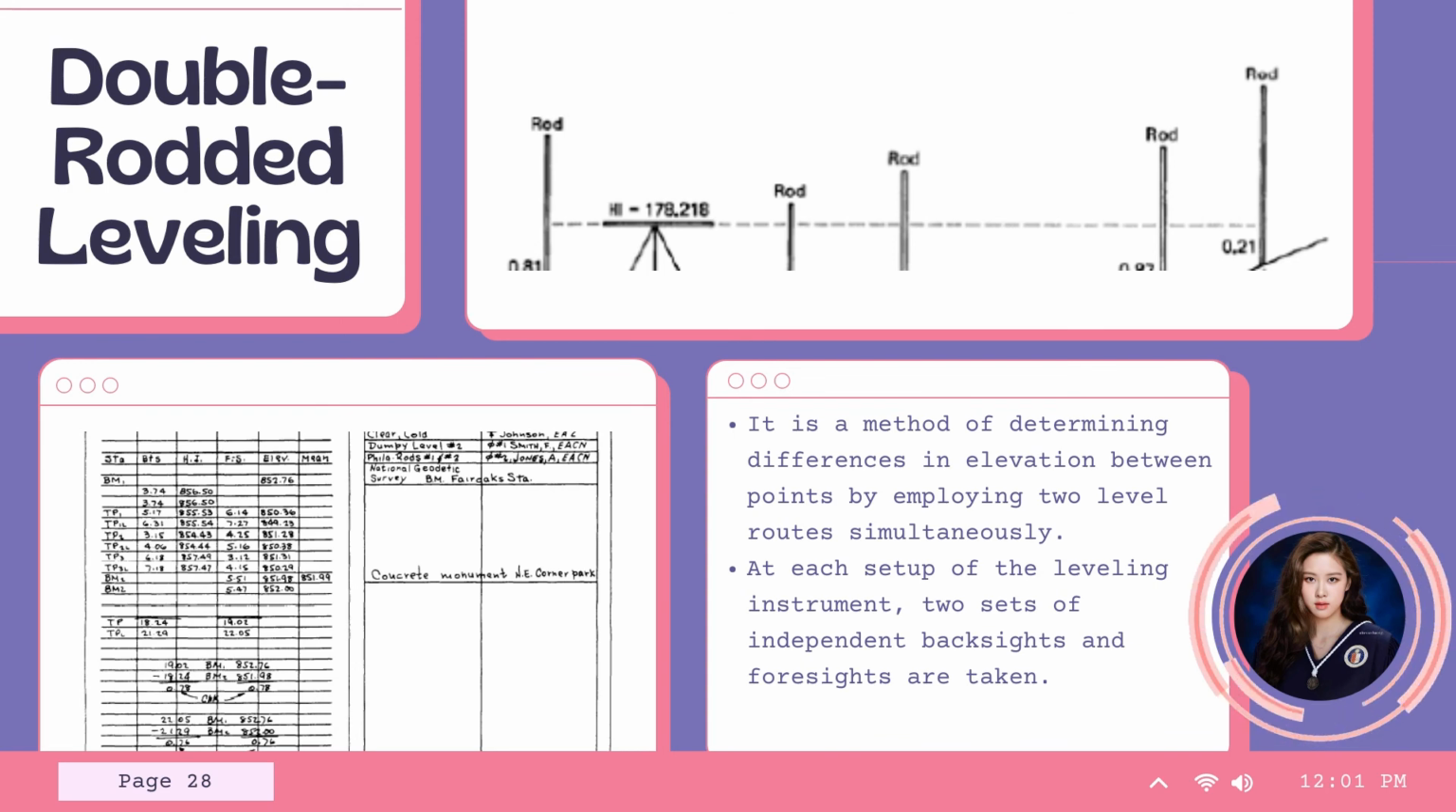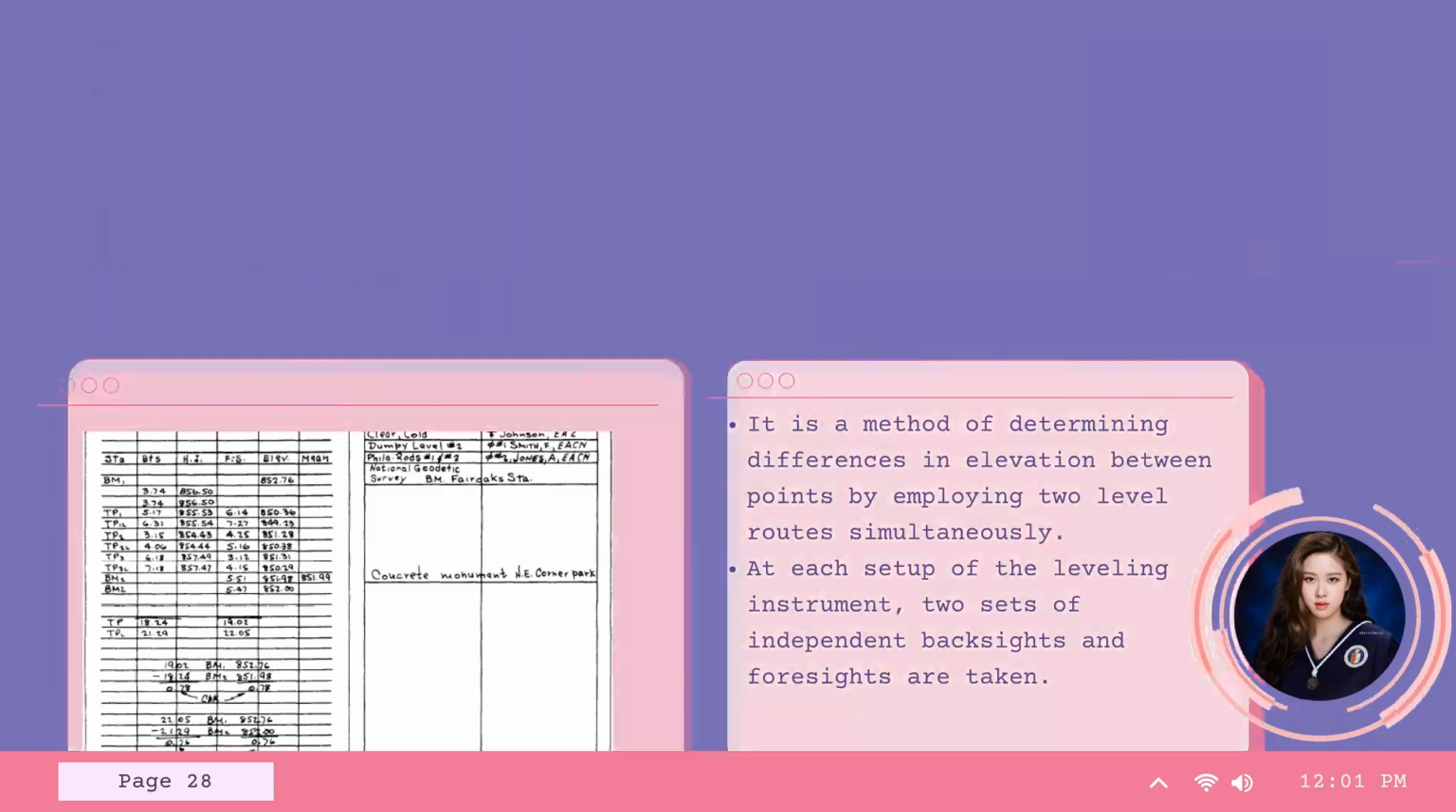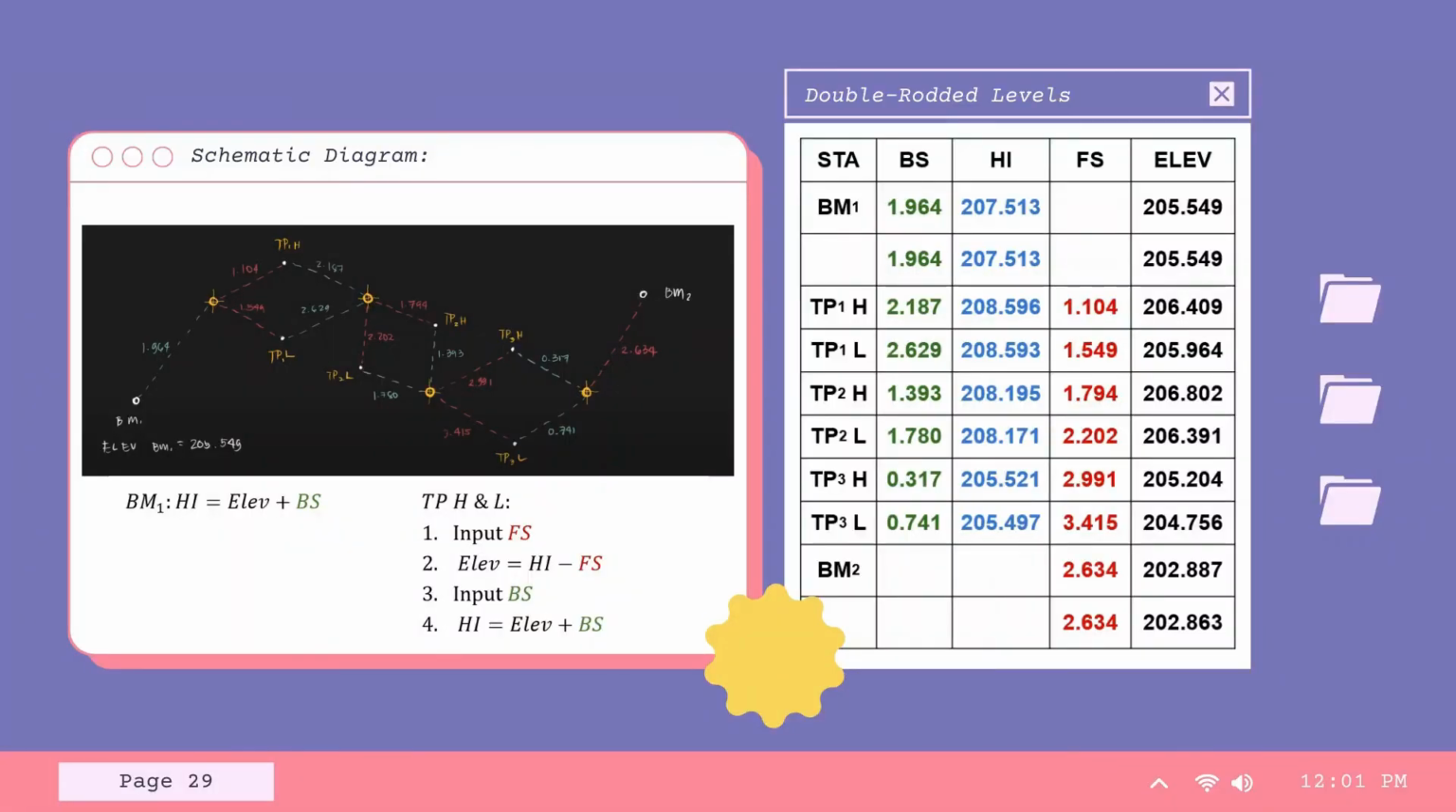At each setup of the leveling instrument, two sets of independent backsights and foresights are taken. And this method has an advantage of providing a continuous check on the process of determining ground elevations while the work is in process. Here we have a schematic diagram of double-rodded leveling.